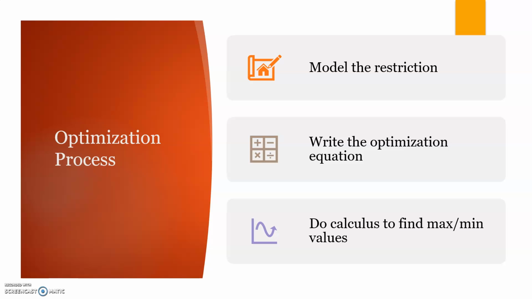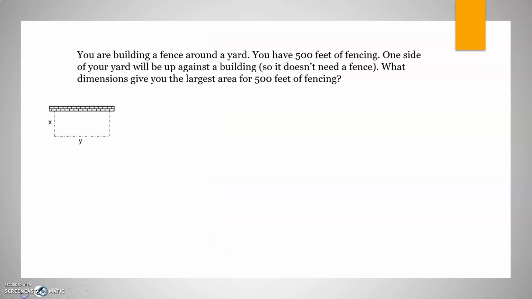Then you're going to write the optimization equation. When I write the optimization equation, I write it as f of x, because I want to remind myself that that's the equation I'll do calculus on. That's the one that I'm going to have to find the maximum and minimum value for, so that's the one I'll take the first derivative of and find the critical points. I'll go through this process with a bunch of examples.